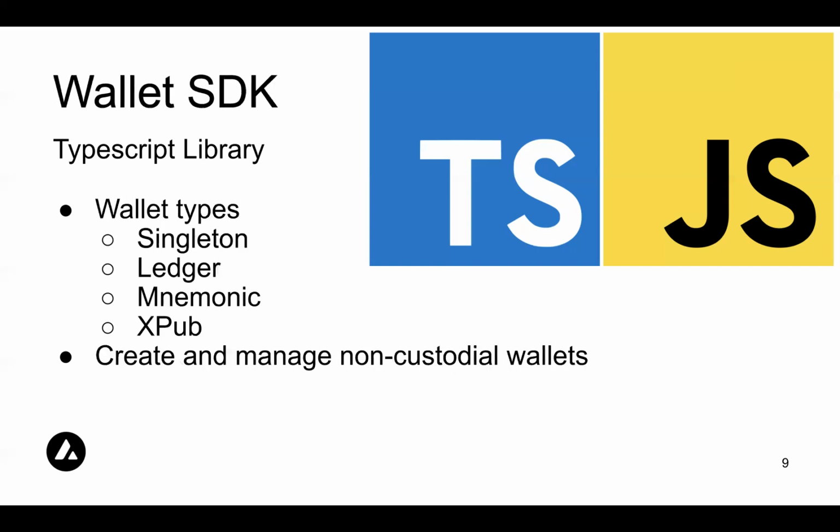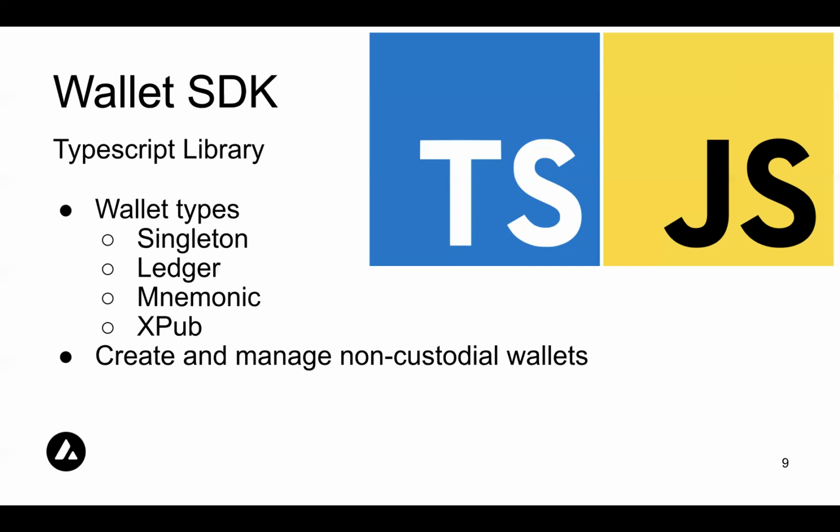We also have the WalletSDK. The Avalanche WalletSDK is a TypeScript library for creating and managing non-custodial wallets on the Avalanche network. It provides high-level methods for transacting on the X chain, the P chain, and the C chain. There are 4 types of wallets that are supported in the WalletSDK.